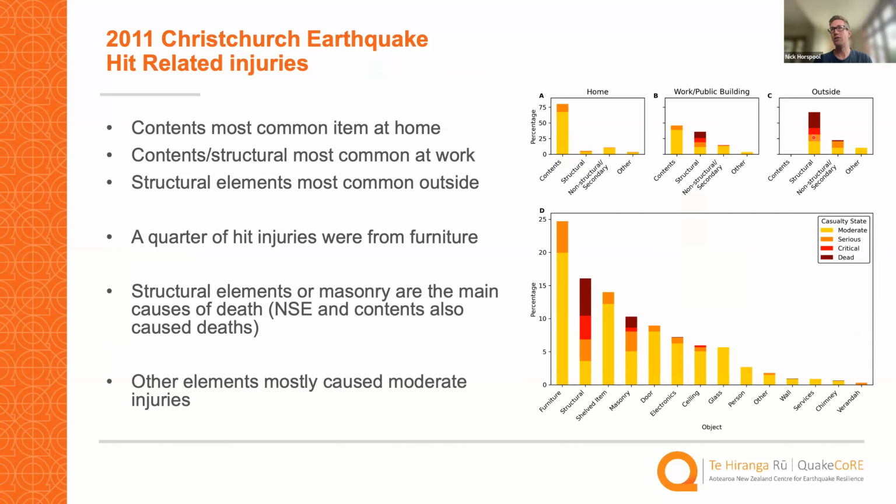If people are injured outside, it's mostly from structural elements falling off buildings. And if we look at what those items are, furniture is the most common, then shelved items, masonry elements such as walls and chimneys, doors, electronics, and ceiling and glass.